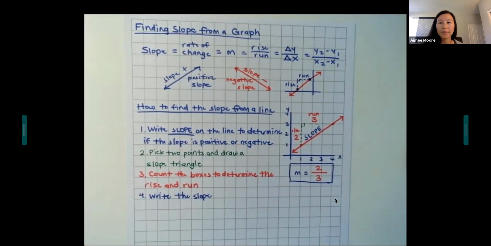Any questions so far? And you can put it in the comment box too. I'll leave that there for a second. And then if you're done with the notes, go ahead and open up your workbook to the Unit 3 tab. And then it is the Finding Slope from a Graph assignment.